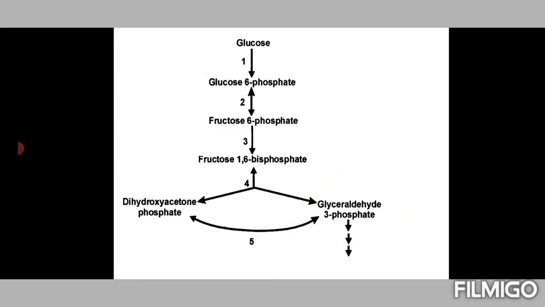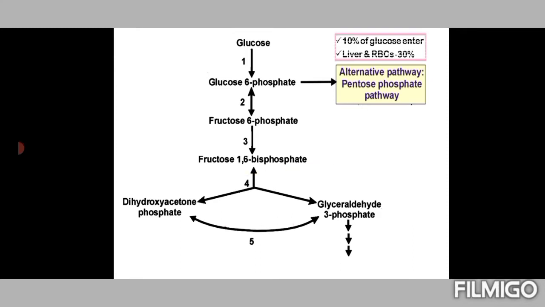Normally, in a cell, nearly 70 to 90% of the glucose will be channeled to glycolysis for the production of ATP. But there is an alternative pathway through which nearly 10 to 30%, depending on the cell, of the glucose goes through this alternative pathway. That is what we are discussing, the pentose phosphate pathway.